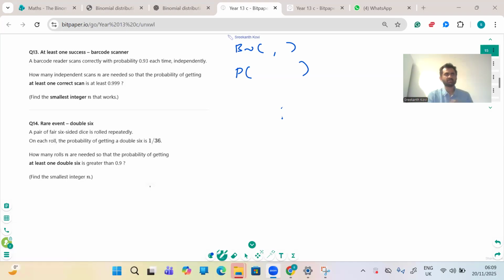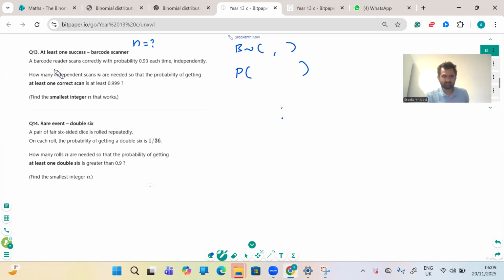Now, the question is finding the number of trials. They don't give you the number of trials. They tell you how much probability you need to get, and you have to find how many total trials are required. So that's how the questions generally would be.